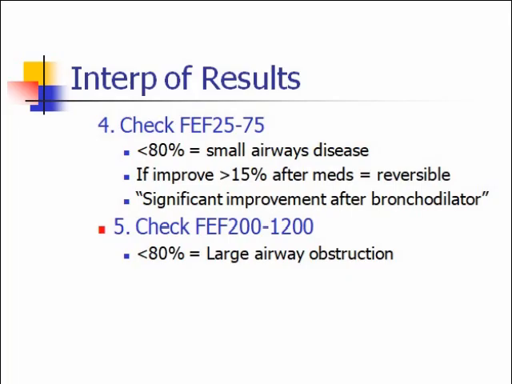Next, we're going to look at the FEF 200 to 1200. Actually, this measurement is the air coming a little bit before that FEF 25-75. But if the FEF 200 to 1200 is less than 80% predicted, then you can say the patient has a large airway disease or obstruction.